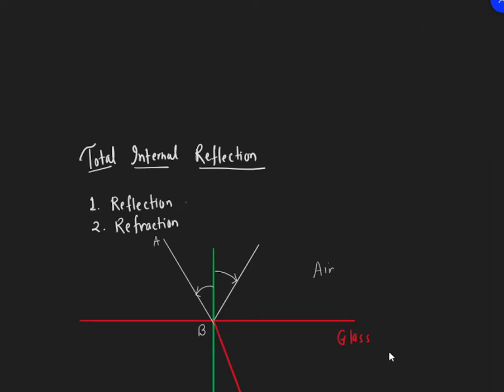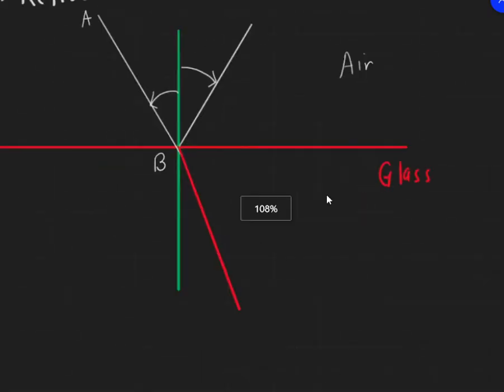Okay. So in this case, this angle is measured from the normal. So like this, from the normal. So this is the angle of refraction, and this is the angle of incidence. Okay, and this is reflection. We know reflection angle is same as that of the angle of incidence.